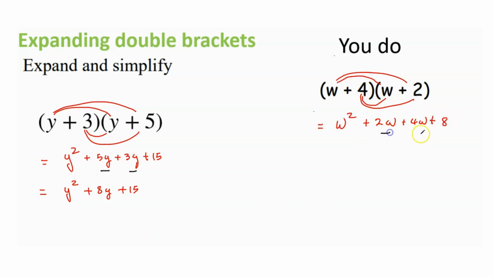These are like terms, so we add them. So 2w plus 4w, that's going to give us 6w. So we get w squared plus 6w plus 8.